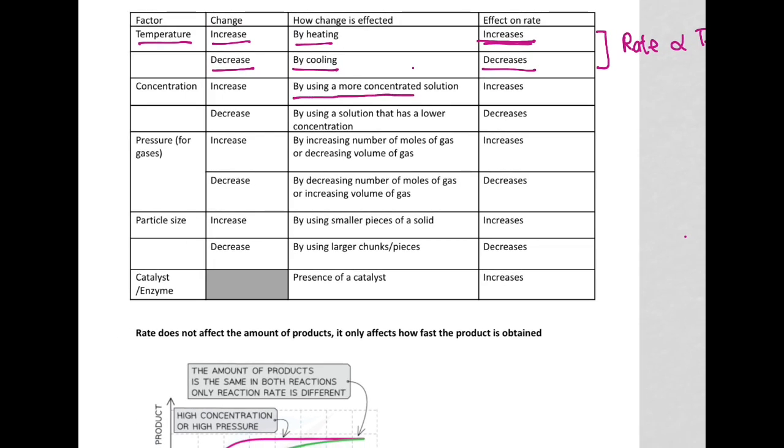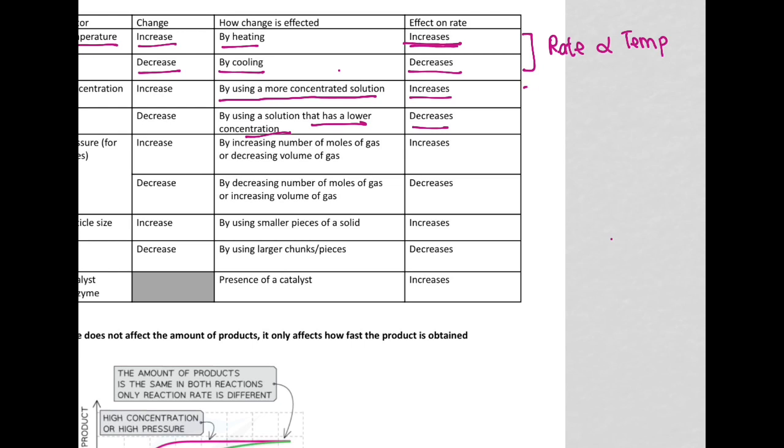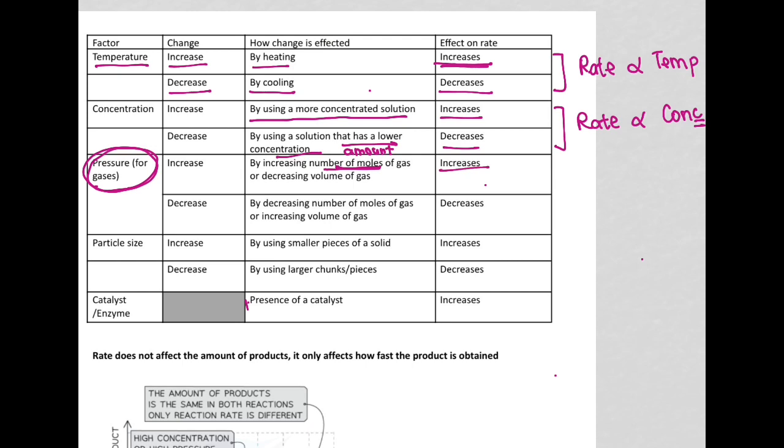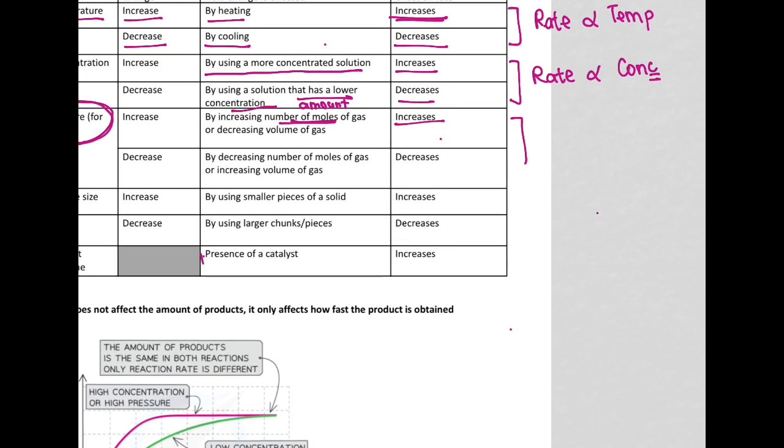Concentration, if you use a more concentrated solution, rate increases. If you use a lower concentration, rate decreases. So same thing, rate here is directly proportional to concentration of a solution. When we talk about pressure, we are referring to gases. For a gas, you can increase amount of gas. For now, you see number of moles here. Let's just say it is amount of gas. Right? So if you have more gas, you have an increase in rate. So you have more particles per unit area. So rate again is directly proportional to pressure. More gas means faster reaction. Less gas means slower reaction.